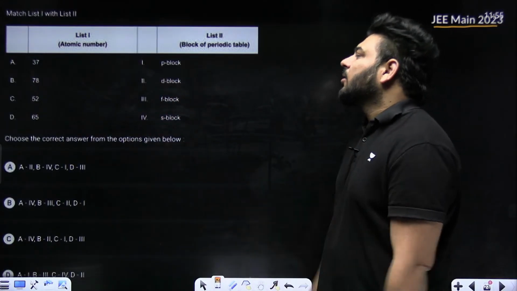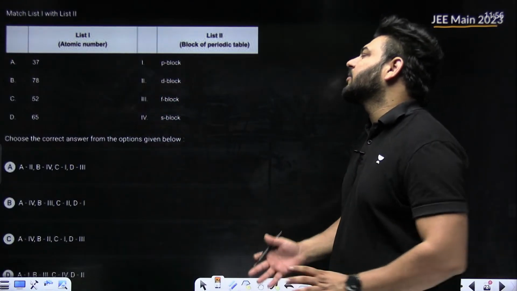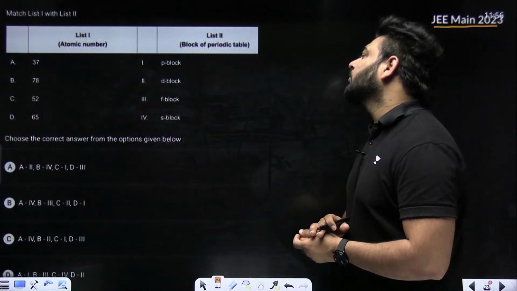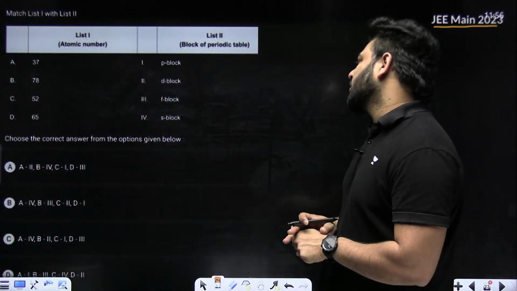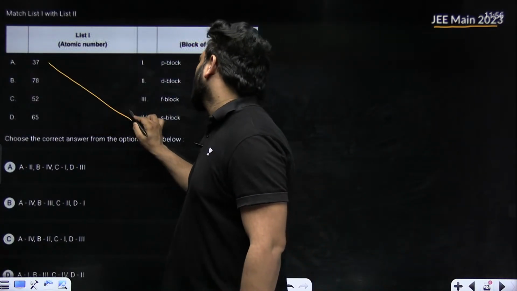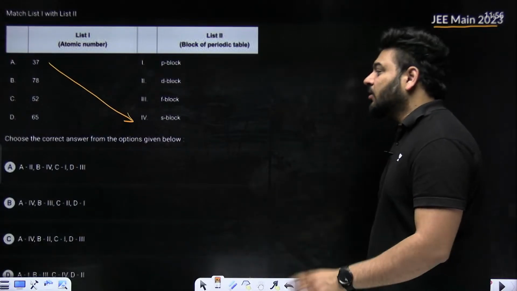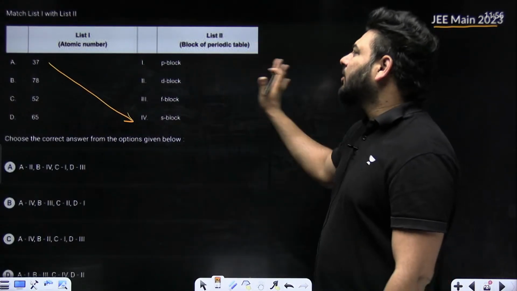So 37 minus 18 comes up as 19. And 19 is potassium. Potassium comes to the S block. See how easily I found it, without even writing anything on the board.